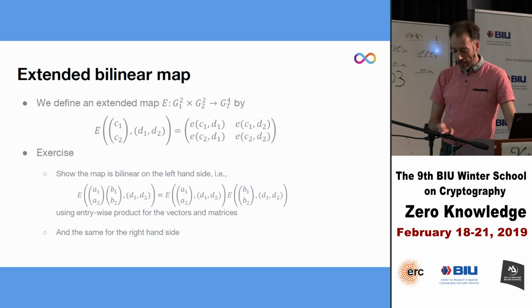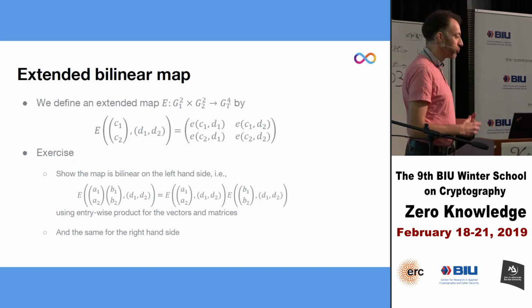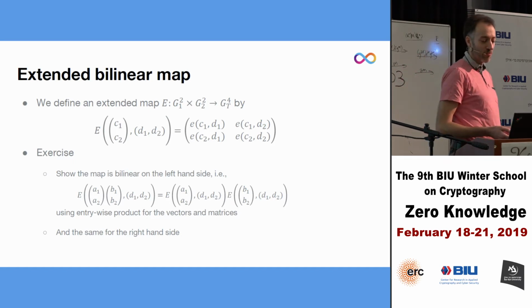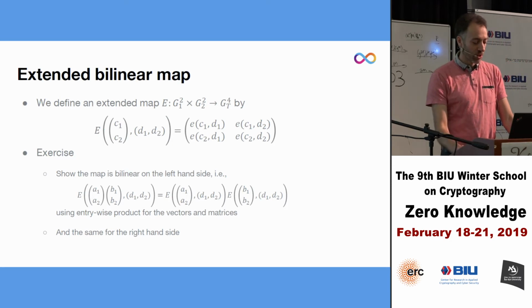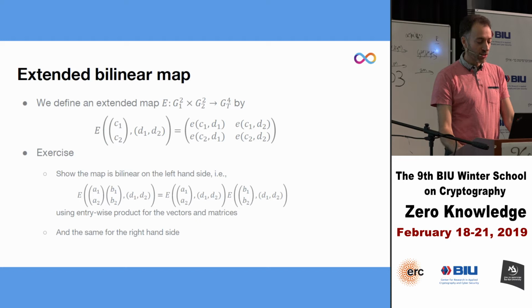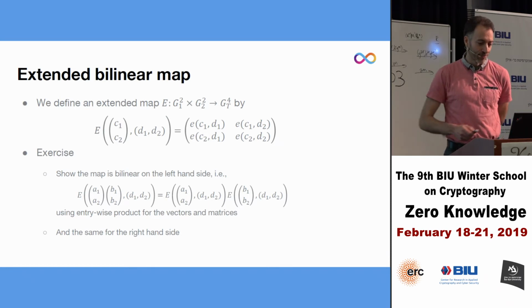Okay, and we'll use that map extensively, so I want you to take 5 minutes and convince yourself that it is actually a bilinear map and that it works as you would expect. Working with entry-wise products for vectors and matrices, take 5 minutes and check that this is actually a bilinear map. Okay, so let's have a look at this.